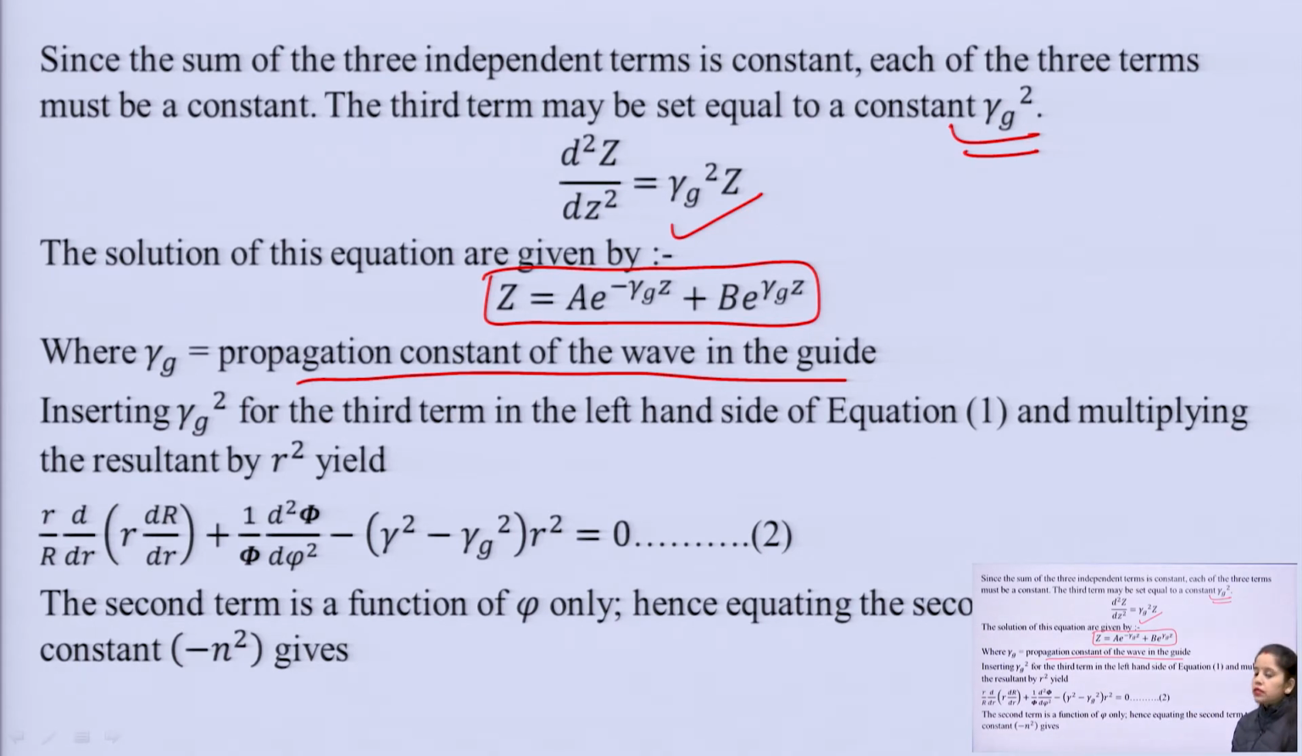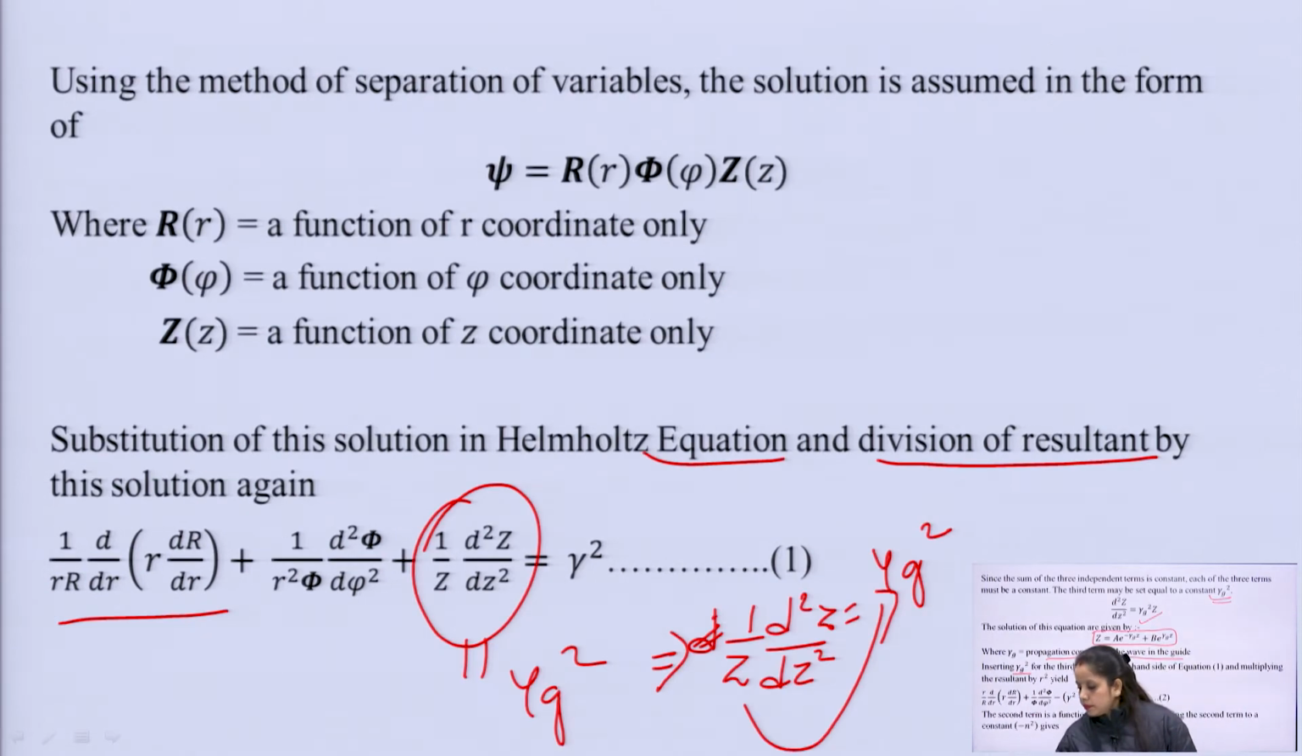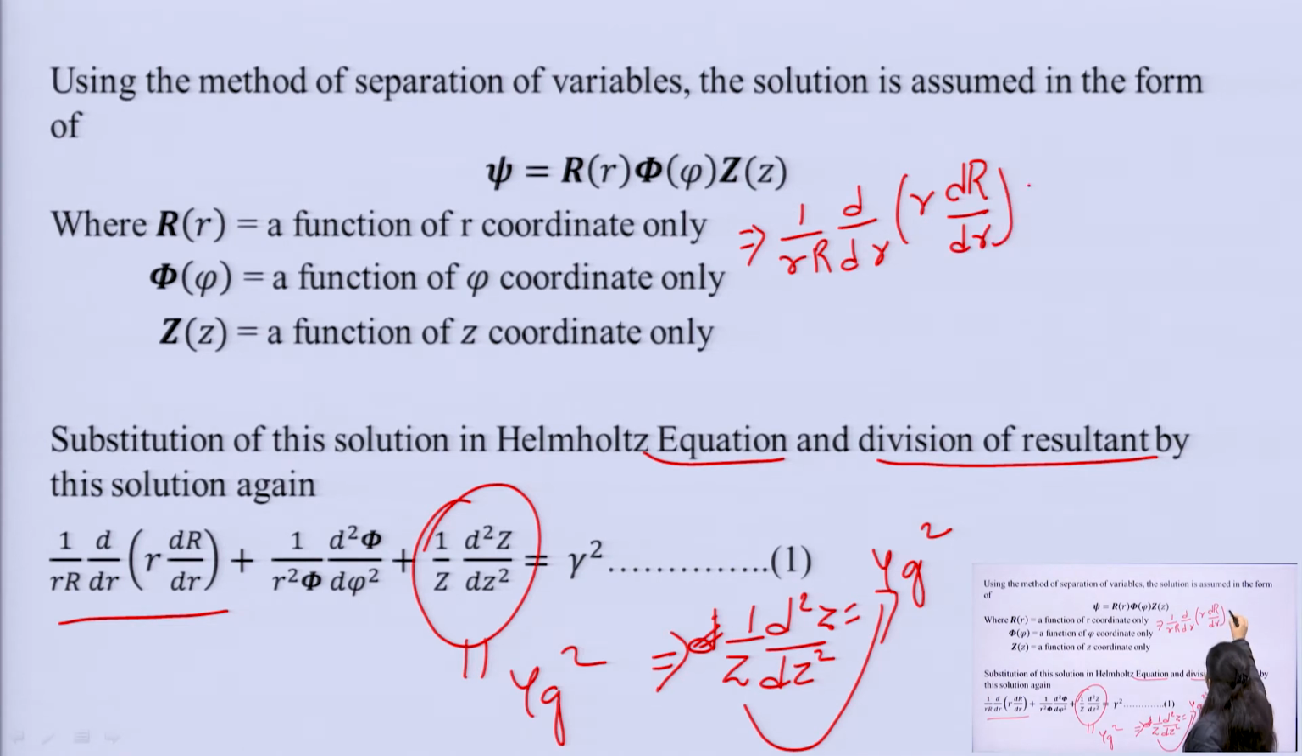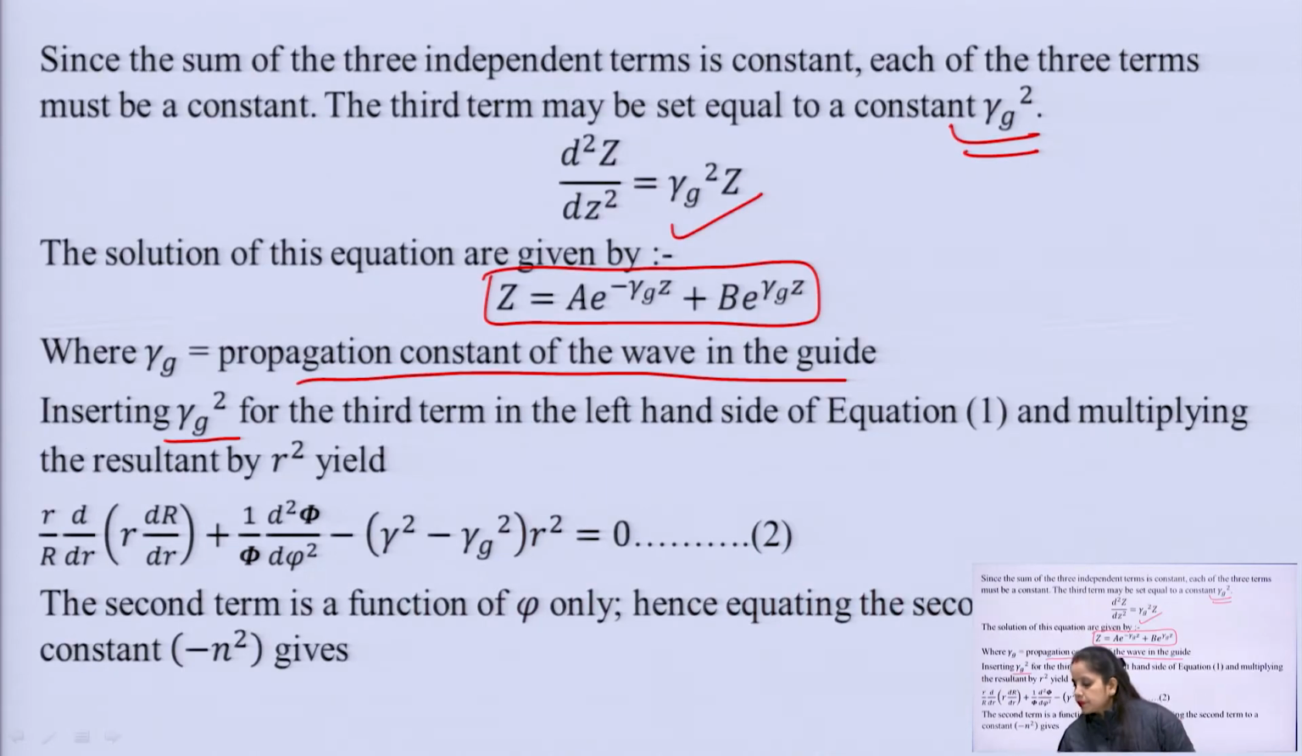Now we insert this gamma g for the third term in the expression. What do we get? 1 by R r d upon dr of r dR upon dr, plus 1 by r square Phi d square Phi upon d phi square, and here gamma g square is equal to gamma square. So we are getting this expression, and now what are we doing?